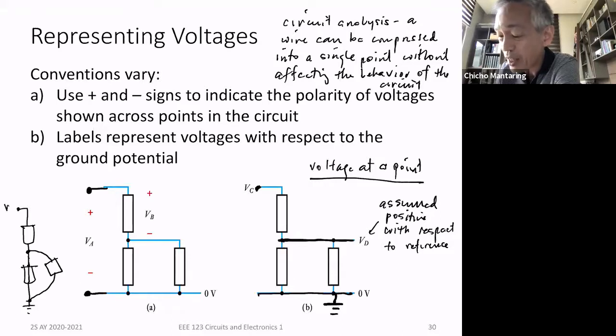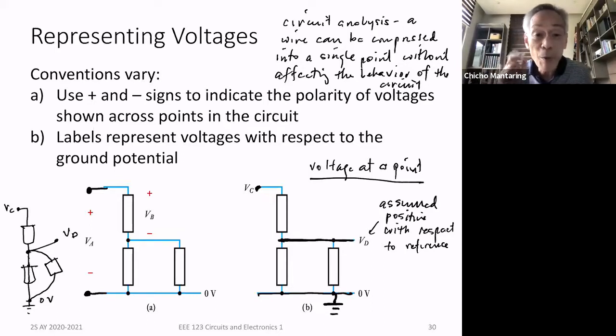Okay, where this is VC, and this point is VD, and this is your 0 volt. So what I'm saying is this and this behave exactly the same manner. If you have a wire, you can compress it into a single point. Actually, the opposite is also true. If you have a wire, you can stretch it. Or if you have a point, you can stretch that point into a wire without affecting the behavior of the circuit. Those are concepts of circuit topology.